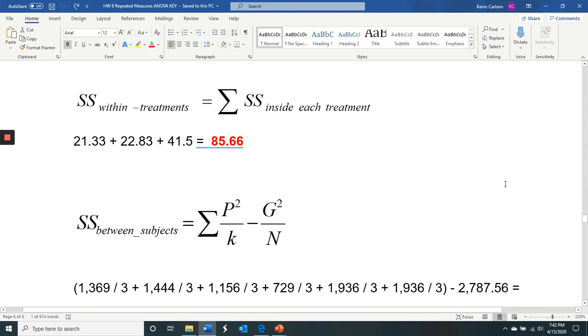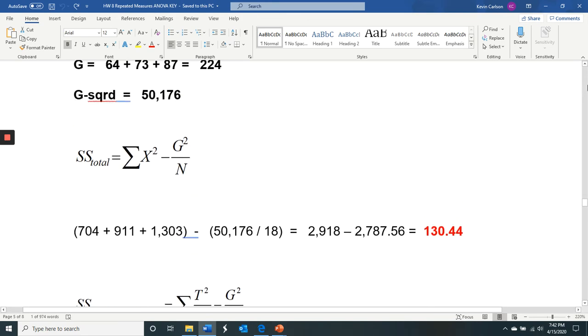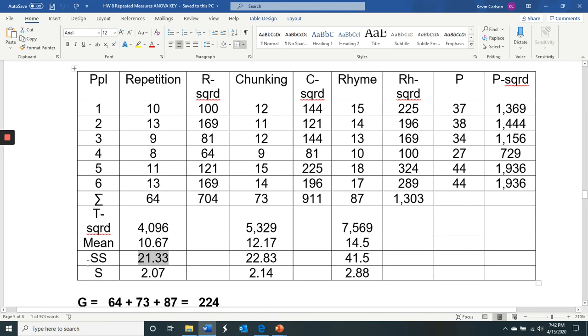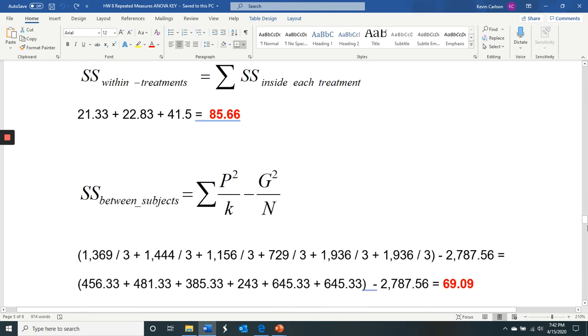And then the final thing that's similar to the one-way ANOVA is the sum of squares within treatments, which is just adding the sum of squares in each of the treatment groups. In this case, the treatment groups are the repetition, chunking, and rhyme, whichever strategy that we had them use. So you put those raw scores into the online calculator and you found the sum of squares right here. So you just add those three numbers to get the sum of squares within.